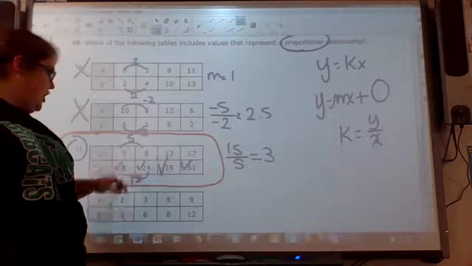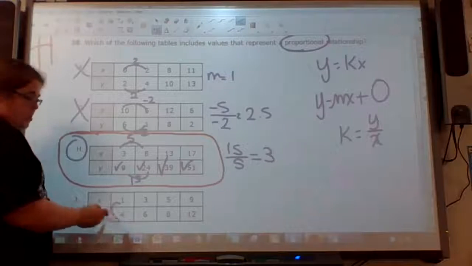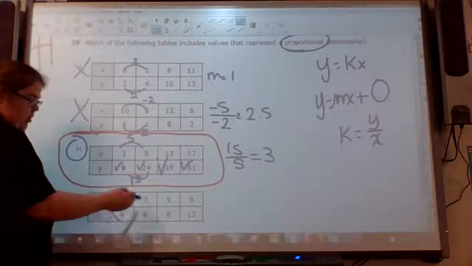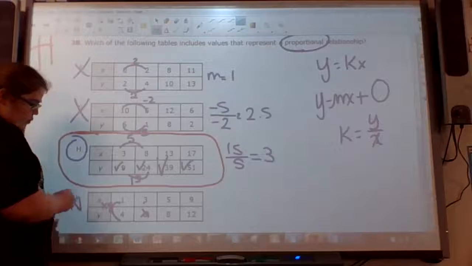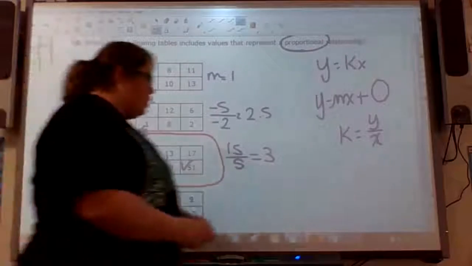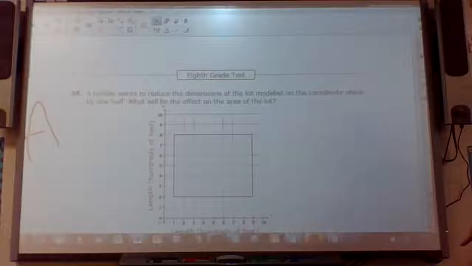So I'm literally looking for that pattern. So if I'm looking at 1 times 4 is 4, is 3 times 4 6? No. So that was not proportional. Okay. We're getting towards the end.